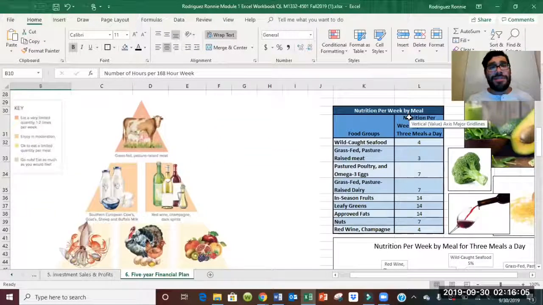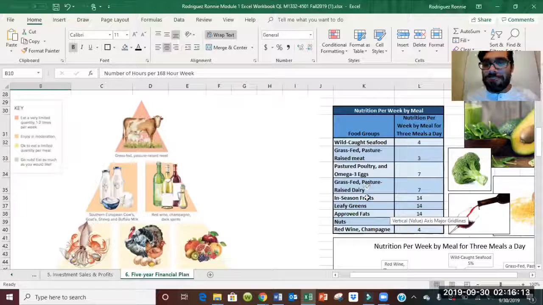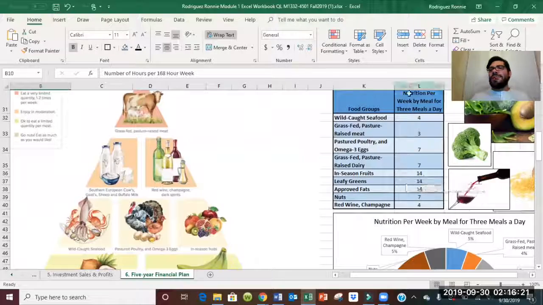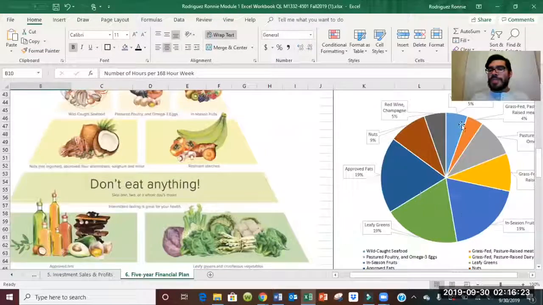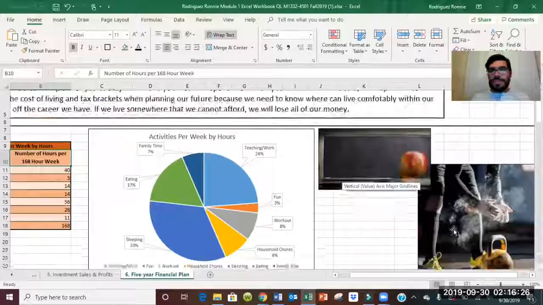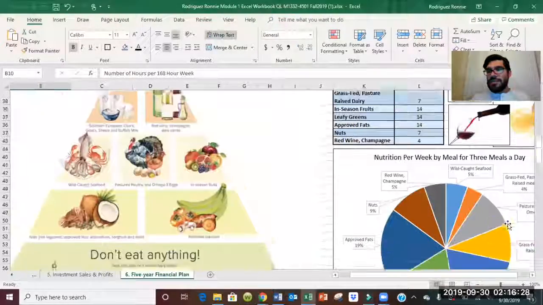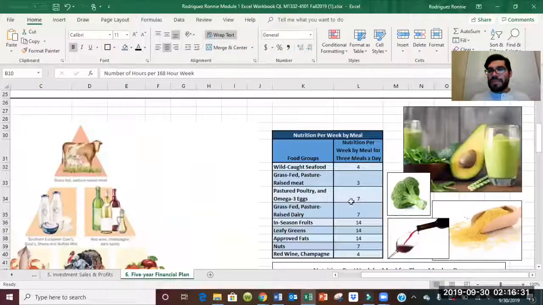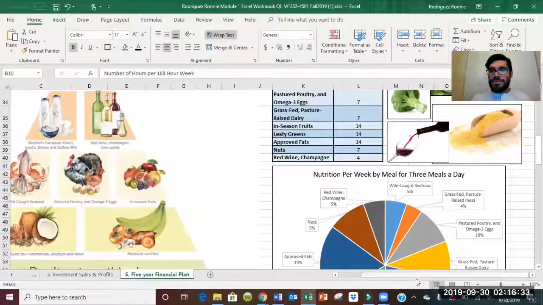Nutrition-wise, I plan to be a healthy eater. Don't know how well that's going to work out. But just certain things here: wild-caught seafood, grass-fed, pasture-raised dairy, leafy greens, fruits, nuts, stuff like that. My servings per week, and just put that together. It's very similar to the activity chart here. So we just put all that together in there, pie chart, some snippings of some of those foods.